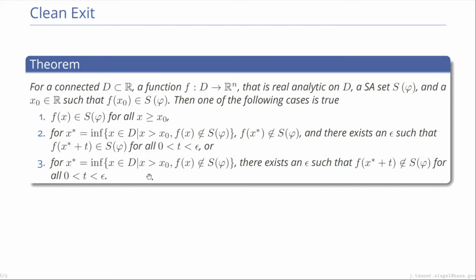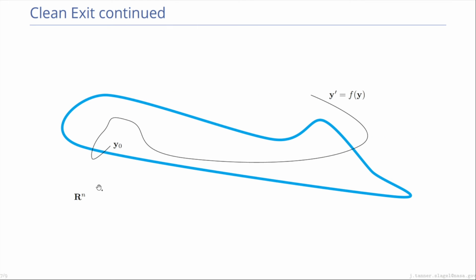The third case is truly a clean exit. The function goes to the boundary of a semi-algebraic set, and then it leaves for an entire amount of time. So you see that f of x star plus t is totally on the outside of the semi-algebraic set for an interval of time. If we look at this graphically, this graphic is showing case 3. We have this real analytic function, and it leaves the semi-algebraic set for an entire amount of time.